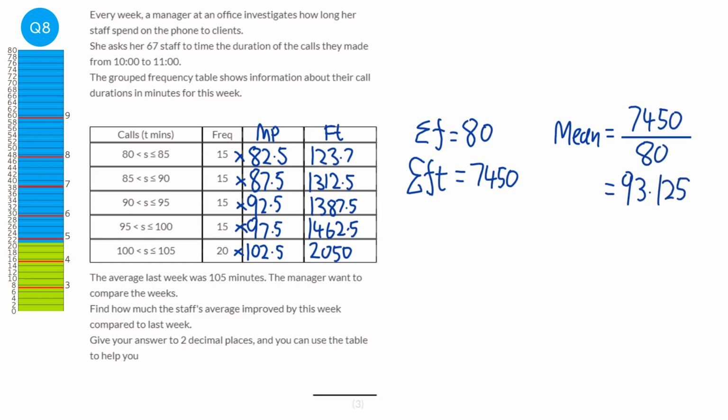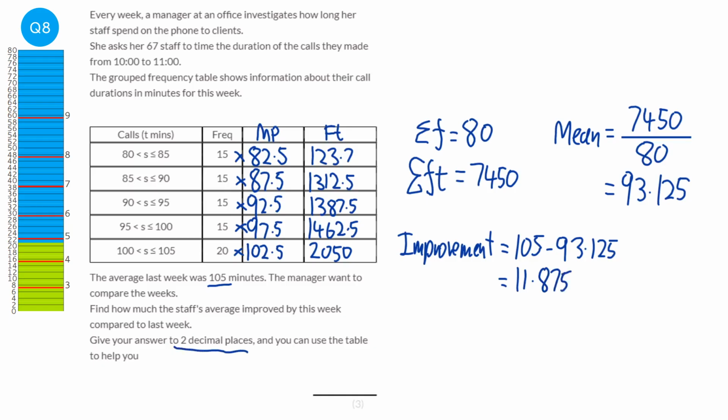93.125. Now this question is about the improvement that the manager has made to the call centre. So we're looking at subtracting the 93.125 away from the last week, which was 105. So we're looking for improvement, and we're going to do 105 take away the 93.125. And that's going to be 11.875. Now it does ask for 2 decimal places, so that will be 11.88.